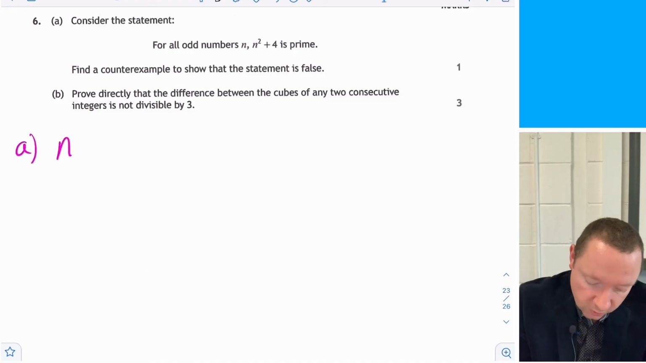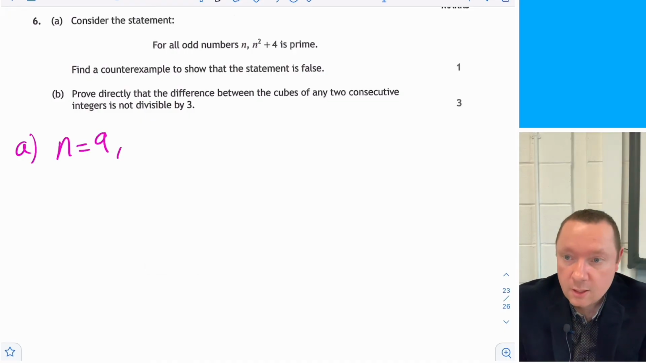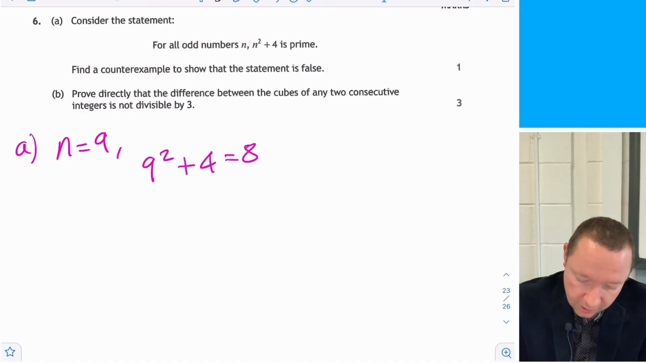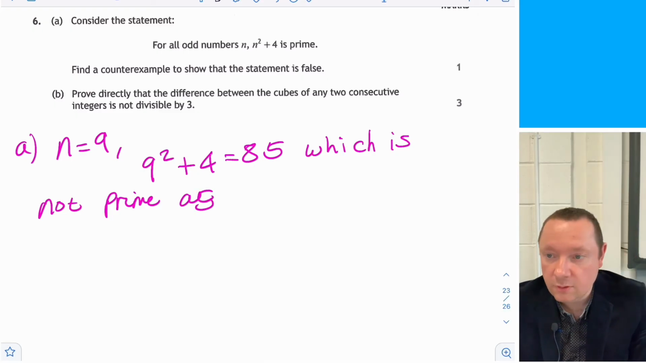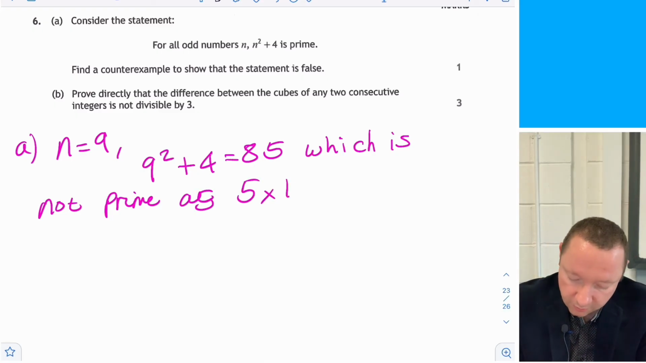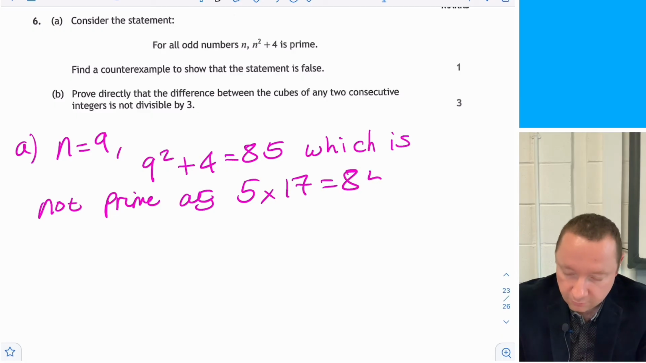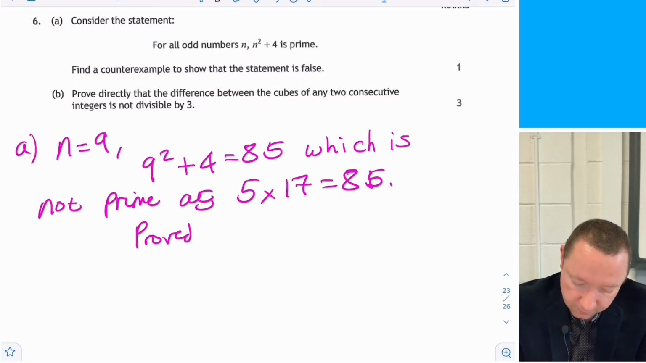So let's just write that out. For n equal to 9, 9 squared plus 4 equals 85, which is not prime, as you can find that 5 times 17 equals 85. So we've proved it by counterexample.